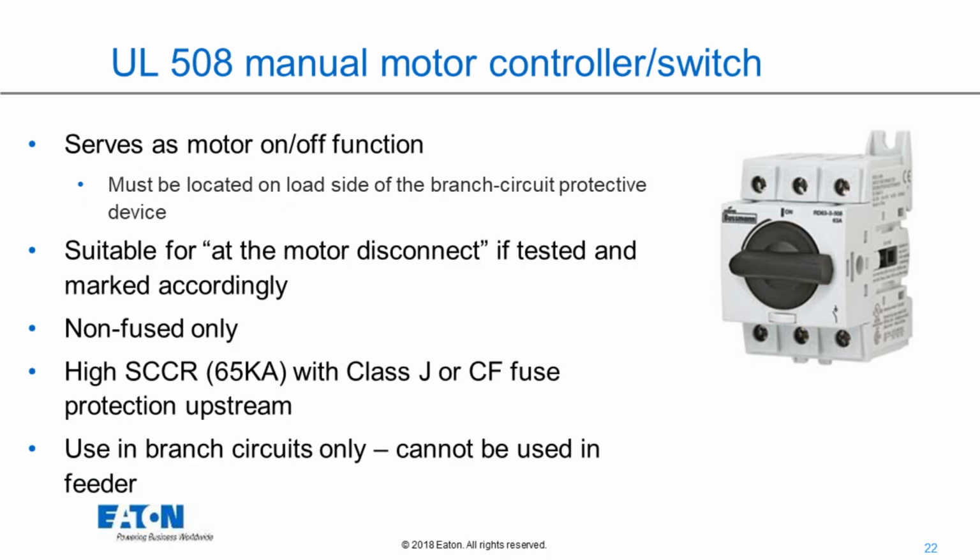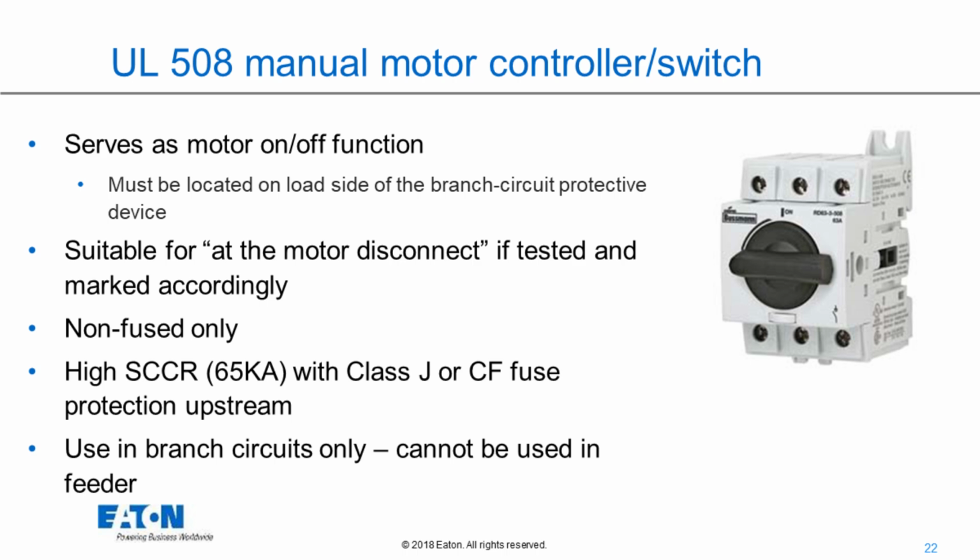Went too far there. The next device is a UL508 manual motor controller. Serves as a motor on-off function. Has to be located on the load side of a branch circuit protection device. Doesn't have any protection itself for overloads or shorts. It's suitable for at-the-motor disconnect. It's tested and marked accordingly.